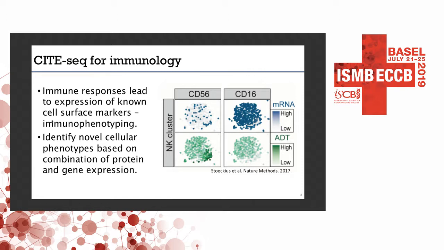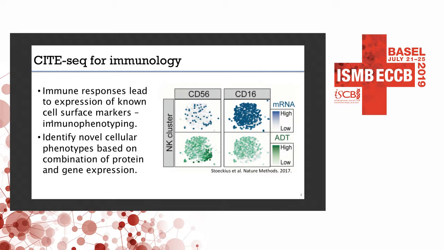Here's an actual example from the original paper for CiteSeq. So here they looked at a cluster of what they thought were NK natural killer cells. And so if you looked at the mRNA expression of these two markers, these genes, CD56 and CD16, you can't really tell much difference happening in this cluster, right? It just looks like this is highly expressed and this is lowly expressed.